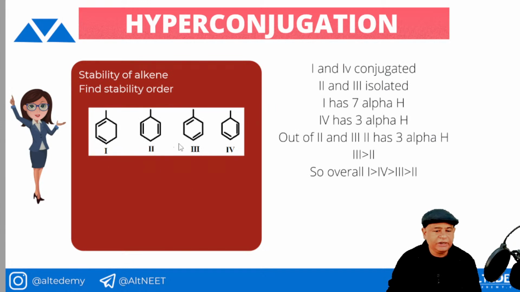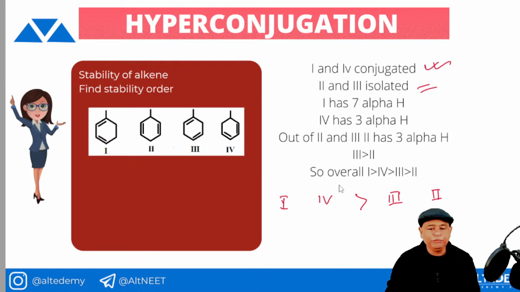Coming to another question. Here we are talking about stability order. Look here, so we have the order of what? Conjugated, isolated, cumulated. 1, 2, 3, 4. Can we see 1 and 4 are conjugated? 1 and 4 are conjugated, 2 and 3 are isolated. Right? So in any case, 1 and 4 will be more stable in comparison to 3 or 2. This is something which is very clear.